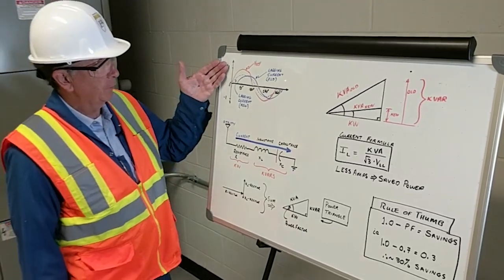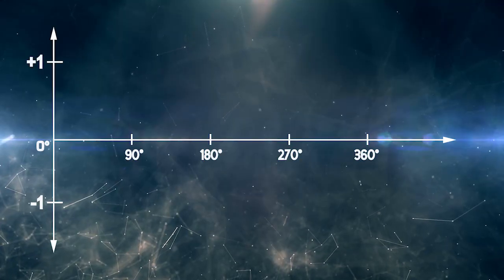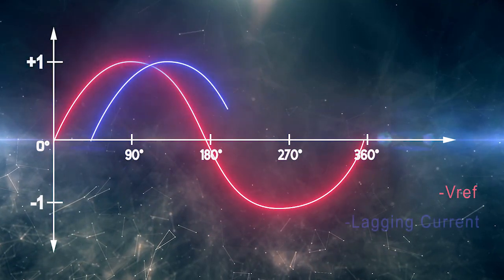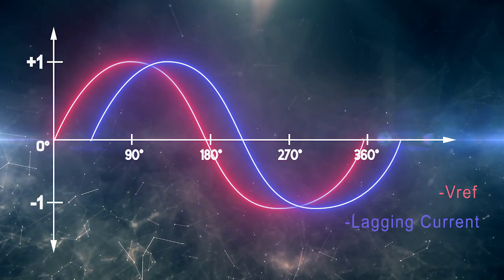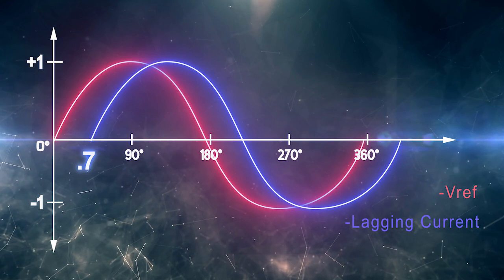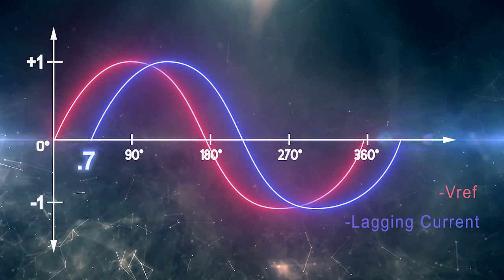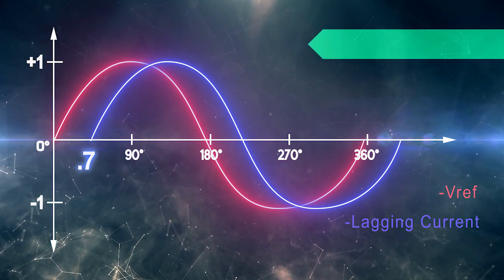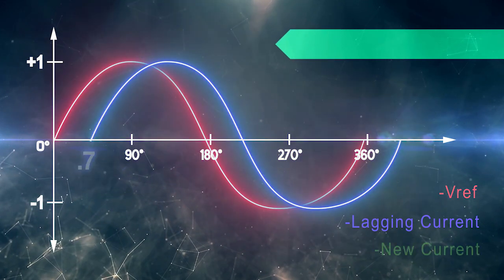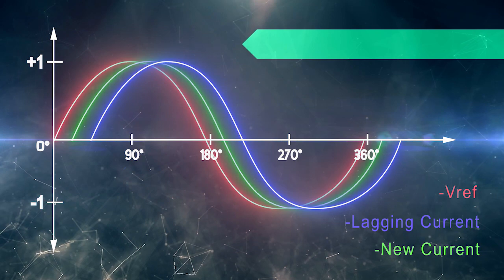Very simply, you have your waveform diagrams, you have your voltage reference, you have your lagging current. For most power factors, they would have a power factor around about 0.7, so it'll give you about 45 degrees. And what we're going to be doing is to push the current, which is this blue line. We're going to push this current back closer to the voltage reference.